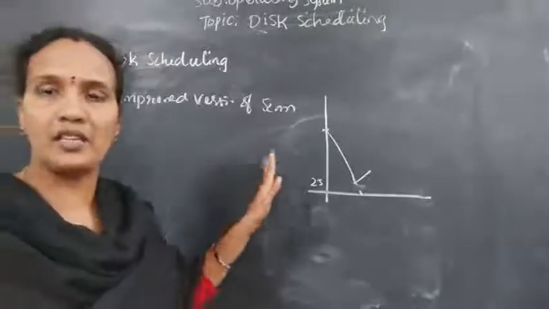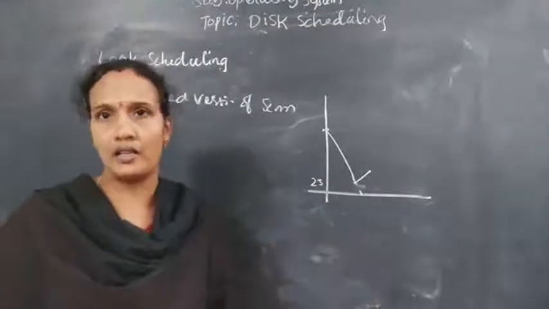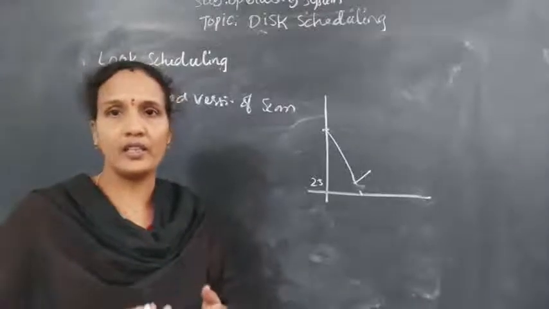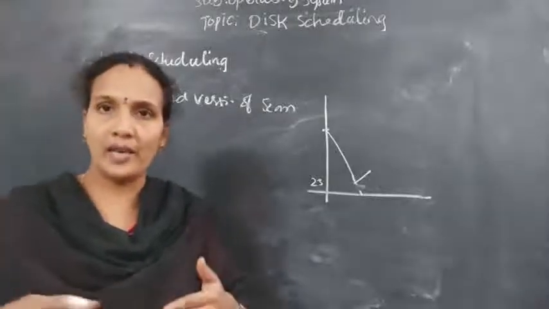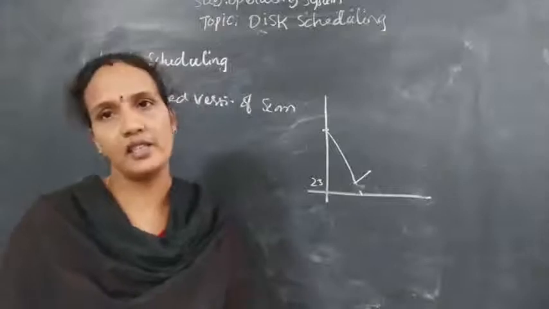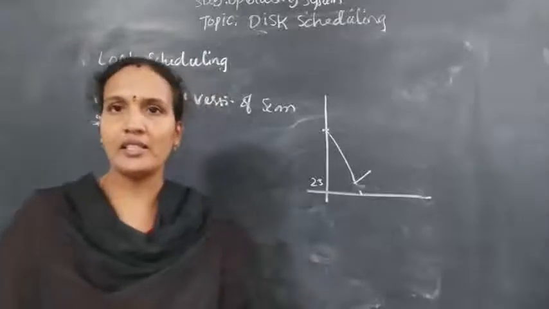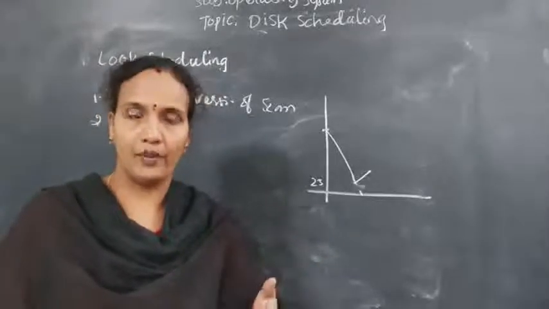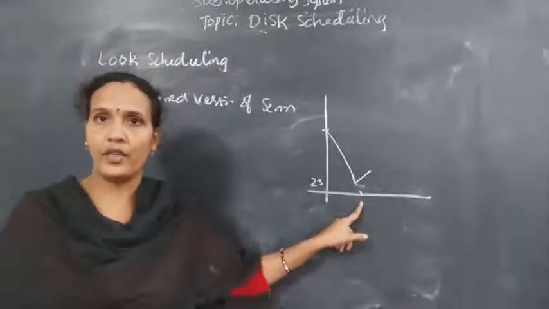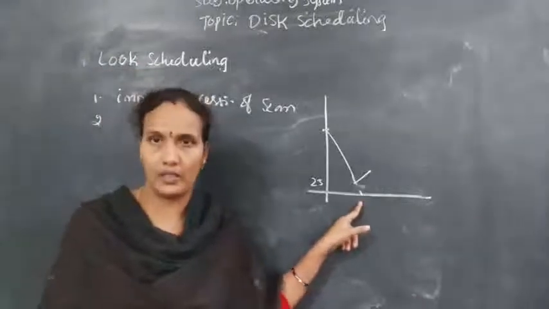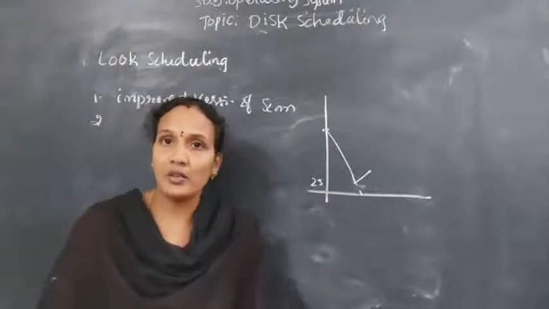It is similar to SCAN, meaning the head movement will go from one end to another end. But when it is traveling, if it finds that there is no request in the same direction, then immediately it will change the direction. That is the only point. SCAN means it will move the head from one end to another end. When it is traveling and finds there is no further request, immediately it will change the direction. That is why it is called LOOK scheduling.